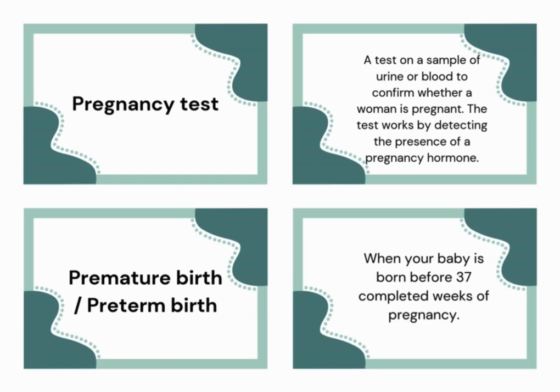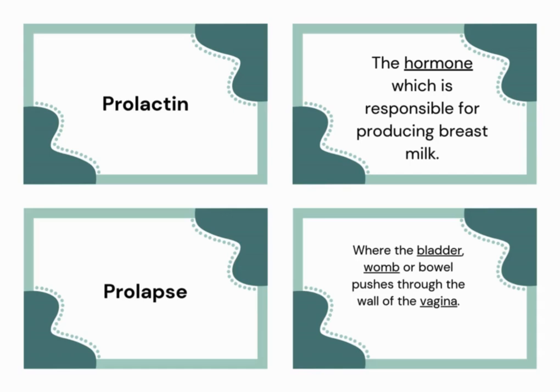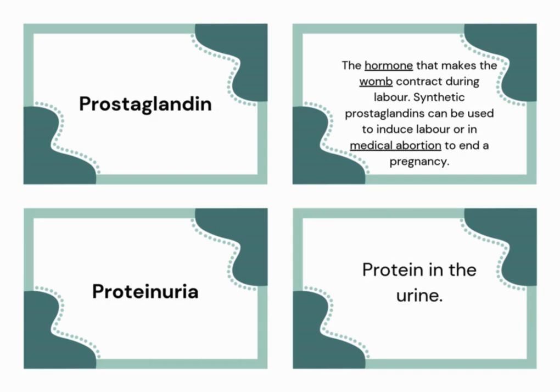Premature birth, preterm birth, when your baby is born before 37 completed weeks of pregnancy. Preterm labor, that happens before 37 weeks of pregnancy. Progesterone, a hormone produced as a result of ovulation. Prolactin, the hormone which is responsible for producing breast milk. Prolapse, where the bladder, womb or bowel pushes through the wall of the vagina. Prostaglandin, the hormone that makes the womb contract during labor.